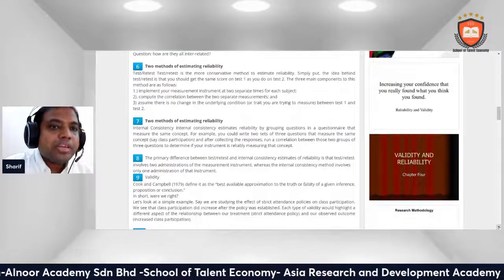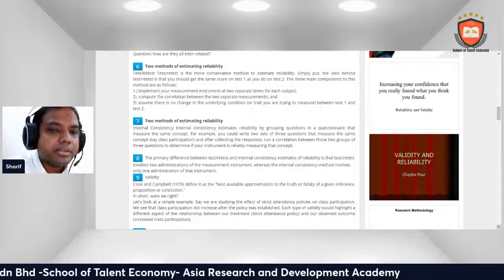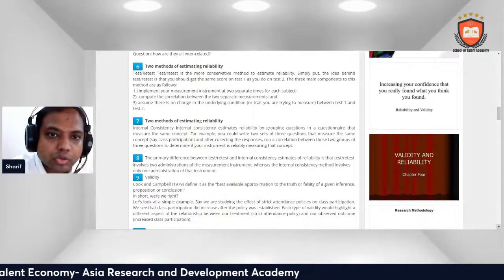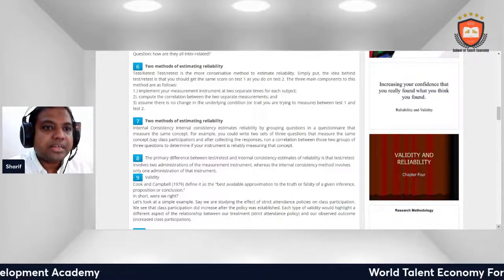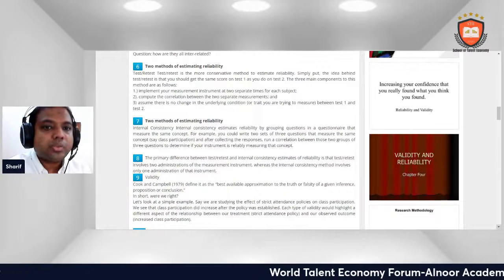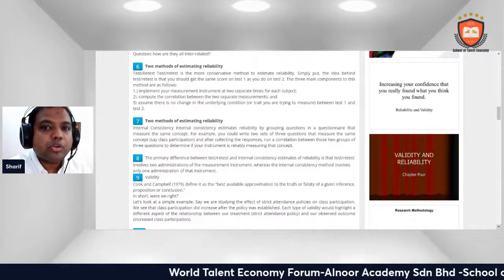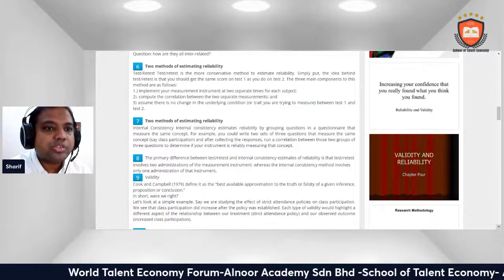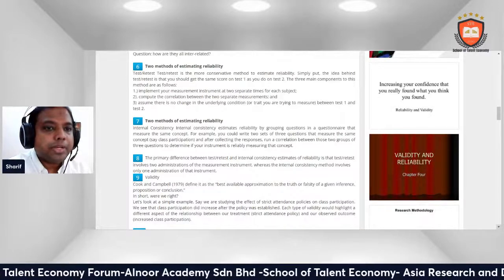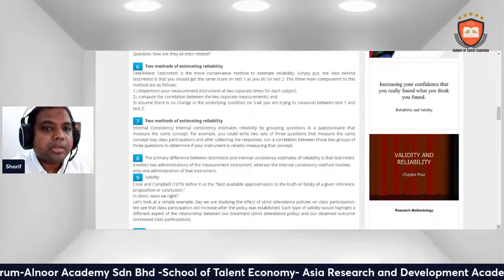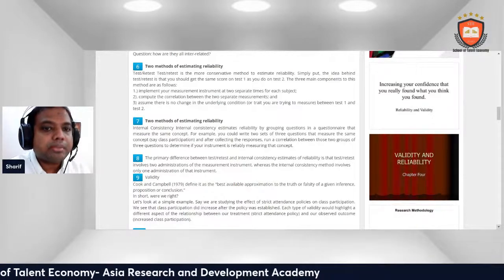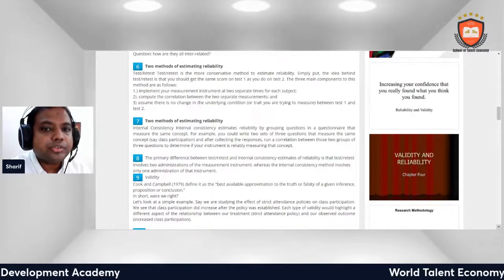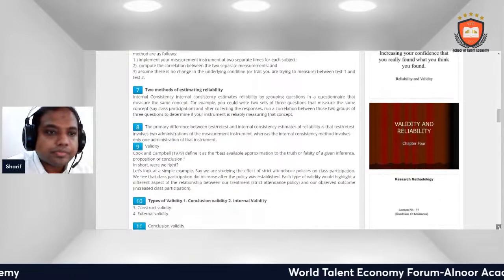Two methods of estimating reliability: test-retest. Test-retest is the more conservative method to estimate reliability. Simply put, the idea behind test-retest is that you should get the same score on test one as you do on test two. The three main components of this method are as follows. Number one, implement your measurement instrument two separate times for each subject. Number two, compute the correlation between the two separate measurements. Assume there is no change in the underlying conditions between test one and test two.